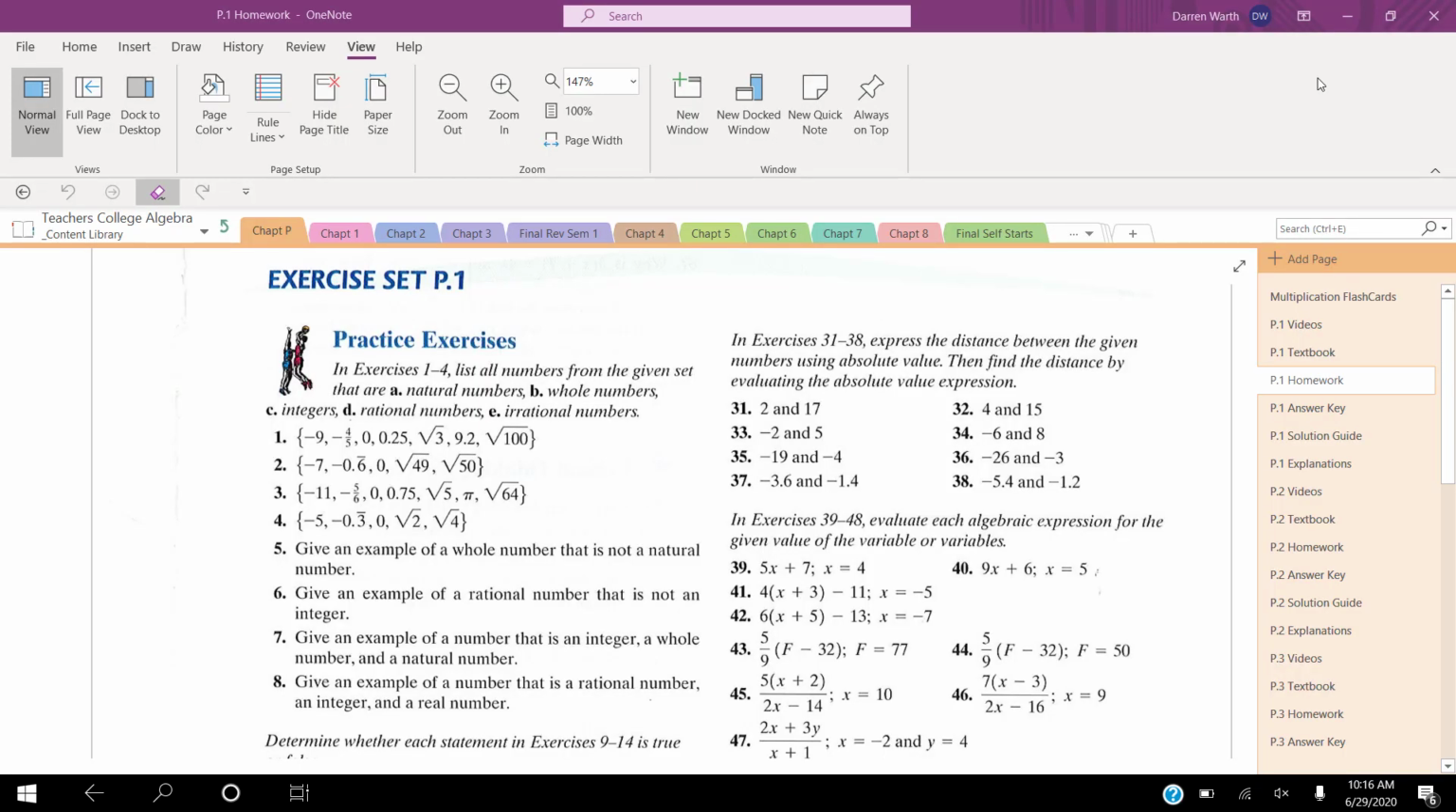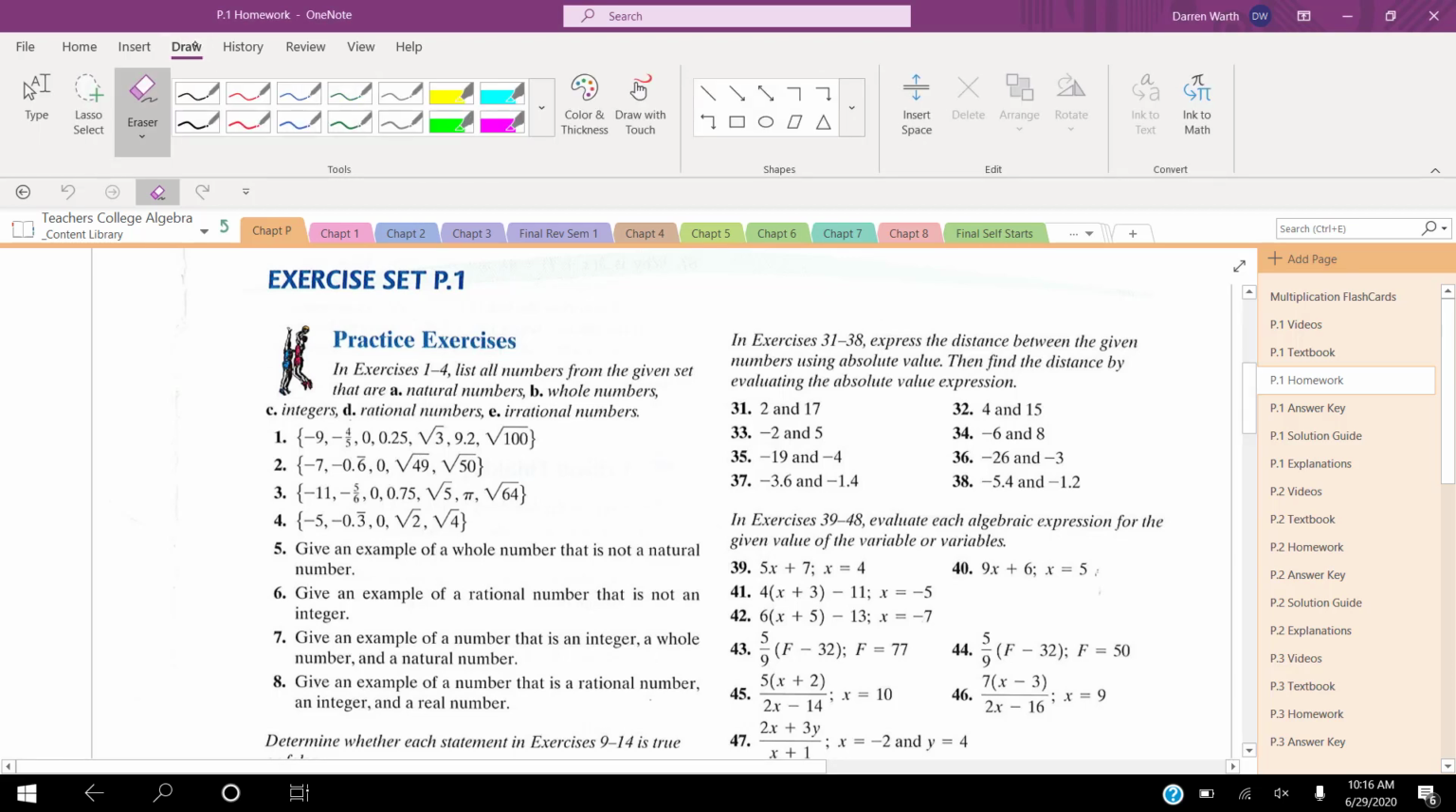Okay, as you look at the first set of exercises that you're going to have to do in section P1, it says in exercises 1 through 4, list all numbers from the given set that are A, natural numbers, B, whole numbers, C, integers, D, rational numbers, and E, irrational numbers. So as we look at this problem, we're going to have to familiarize ourselves a little bit with these sets.